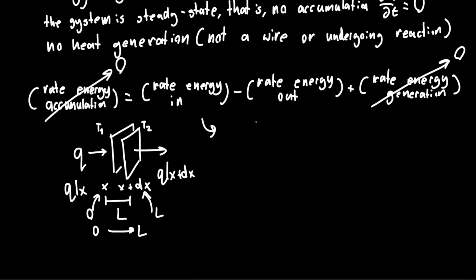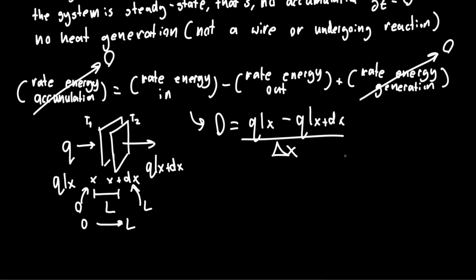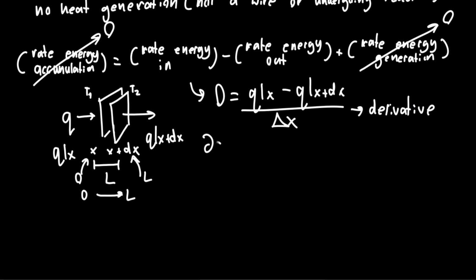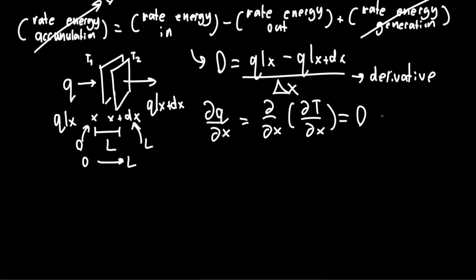So with this, we can say 0 is equal to Q at x minus Q at x plus dx over delta x. And we divide it by delta x mostly because it's 0 on this side, so there is really no effect. But also, this is the definition of a derivative. And subsequently, we can say dQ over dx is equal to all of this. So using Fourier's law, we can determine it thusly, which still equals 0. And we can now rearrange this equation.